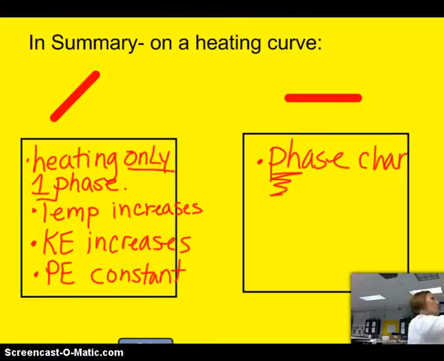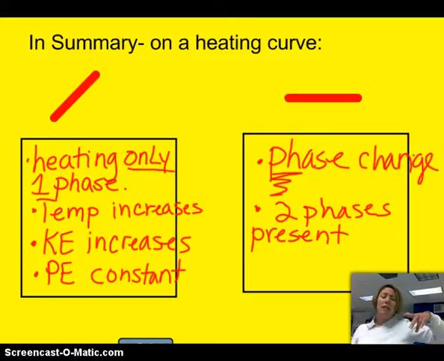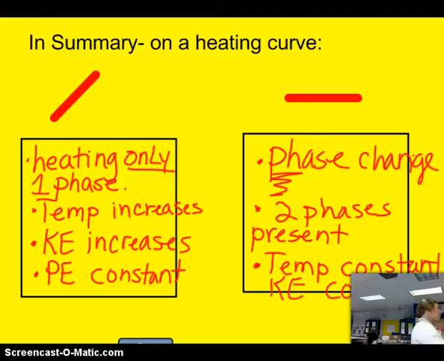On the flat parts of the curve, we have a phase change. There are two phases present. The first one's the solid to liquid, the second one is the liquid to gas. And the temperature isn't changing, that's why it's flat. The temperature is constant. And if temperature is constant, you know what else is constant? Kinetic energy is constant. So where's all the energy that you're adding going? It's being stored. And stored energy is potential energy. So that is increasing. Okay?